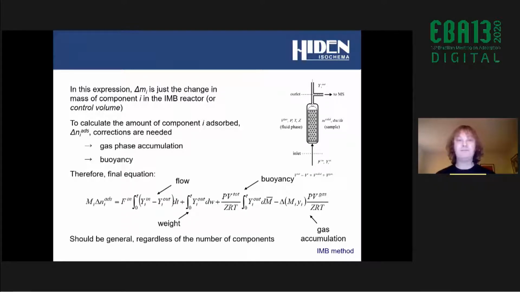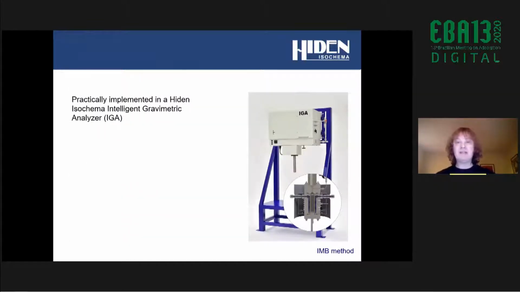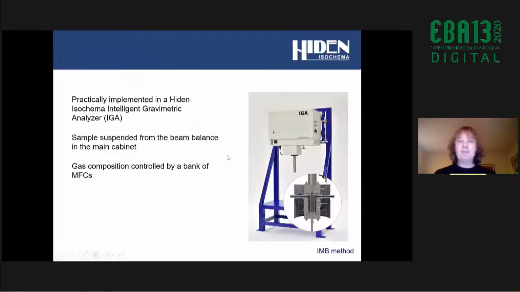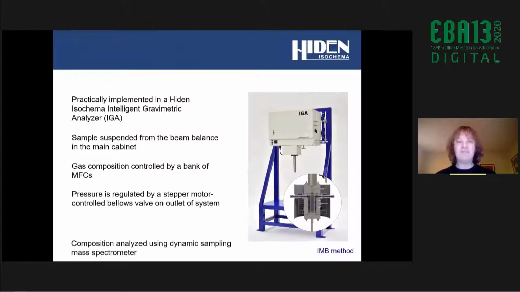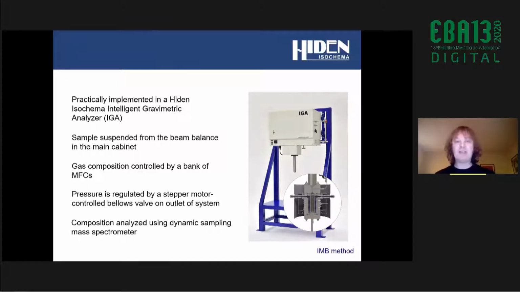So we've implemented this in an intelligent gravimetric analyzer shown over on the right-hand side. The sample is suspended from a beam balance in the main cabinet. And we control the gas composition using a bank of mass flow controllers, or MFCs. The total pressure in the system can be regulated by a stepper motor controlled valve that's situated on the outlet of the system. And then we analyze the composition using what we call a dynamic sampling mass spectrometer.